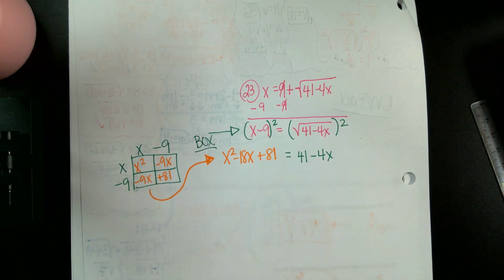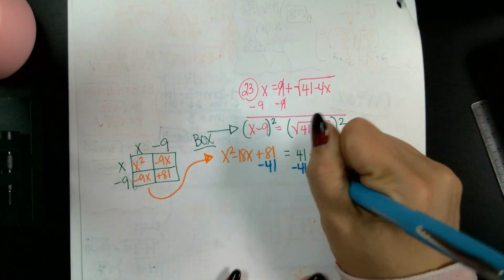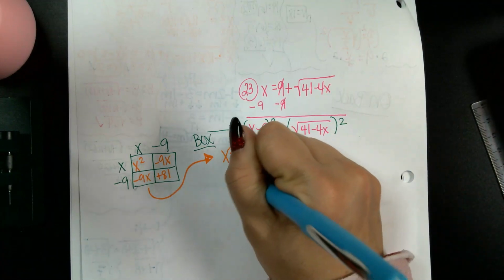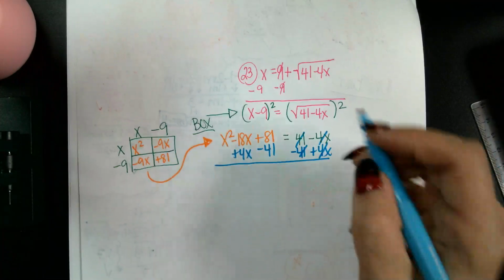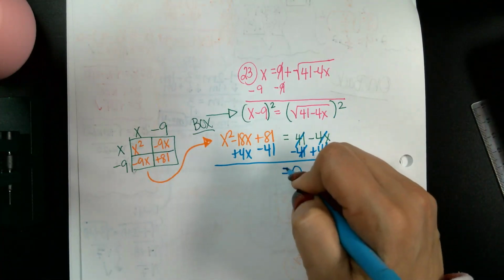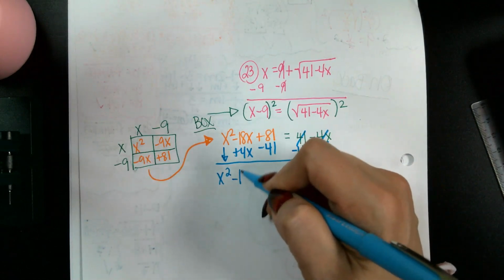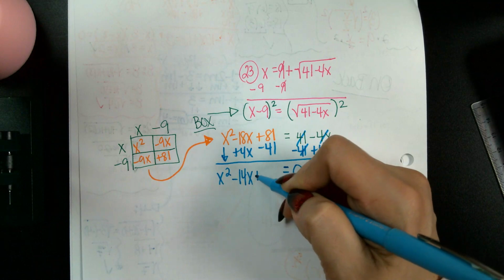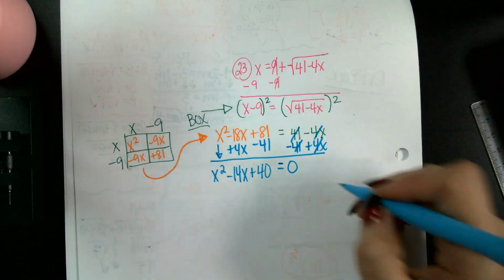Add 41. Or subtract 41. And add 4x. You got to bring everything to one side when you have a quadratic. It's got to be set equal to 0 for us to do the asterisk. So x squared minus 14x plus 40 equals 0.